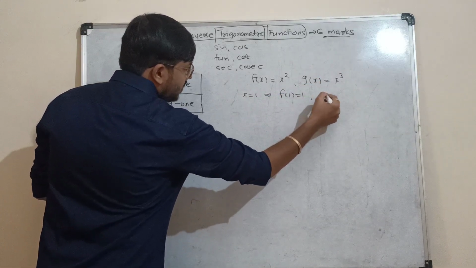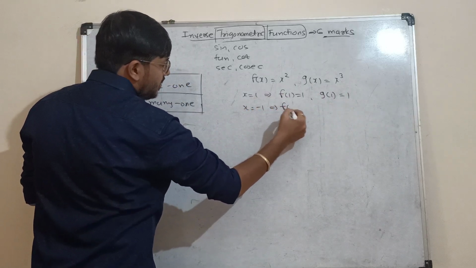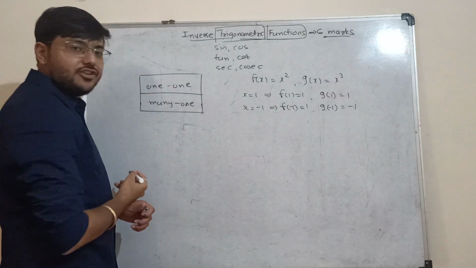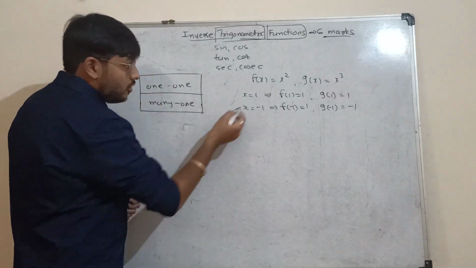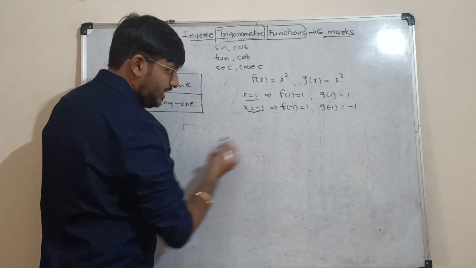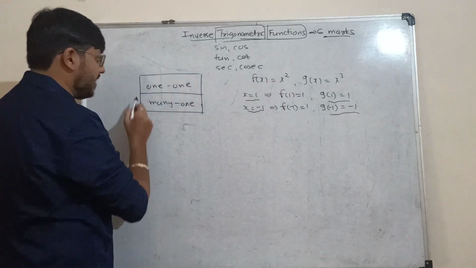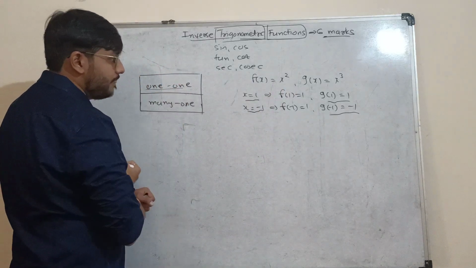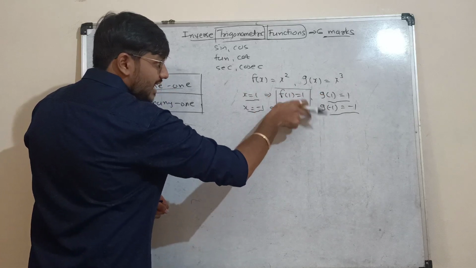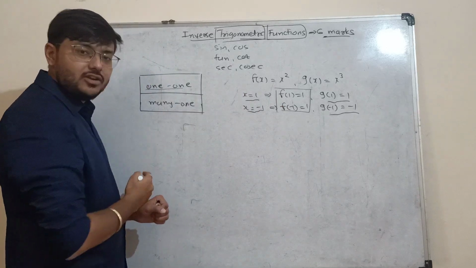So f of 1 is 1 and g of 1 is also 1. But if I put x equals minus 1, then f of minus 1 is also 1 and g of minus 1 is a different answer from g of 1. So now just be careful. For two different values of x, if we get two different answers, then this kind of function can be considered as one-one function. Whereas here, if you put two different values of x, we'll get the same answer, right? So this kind of function can be considered as many to one function.